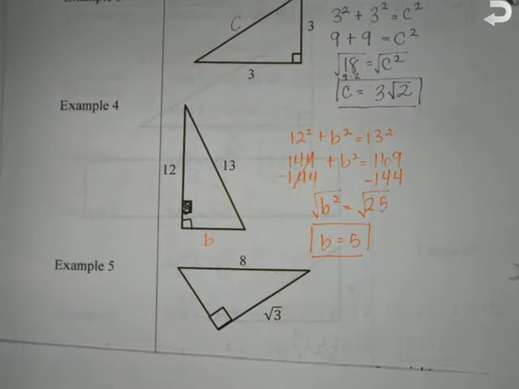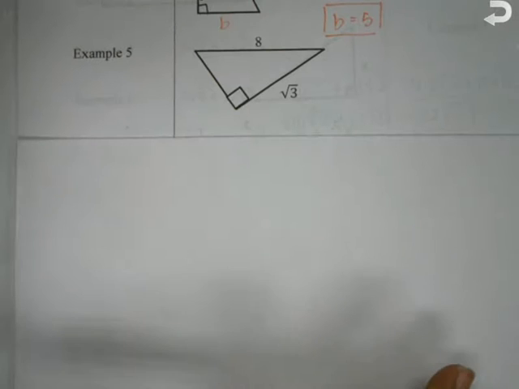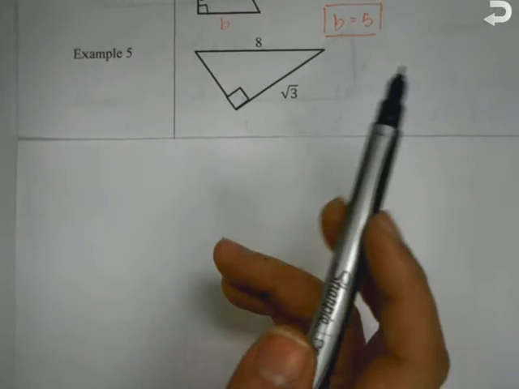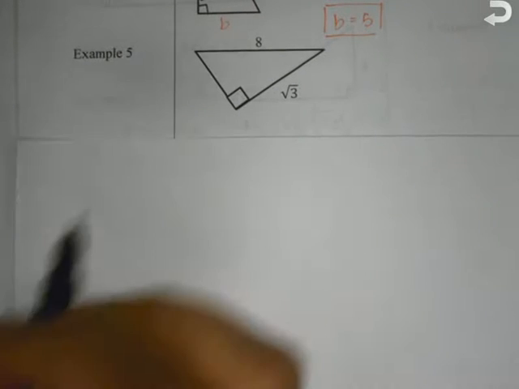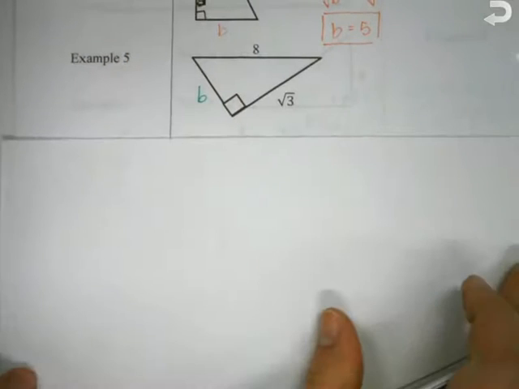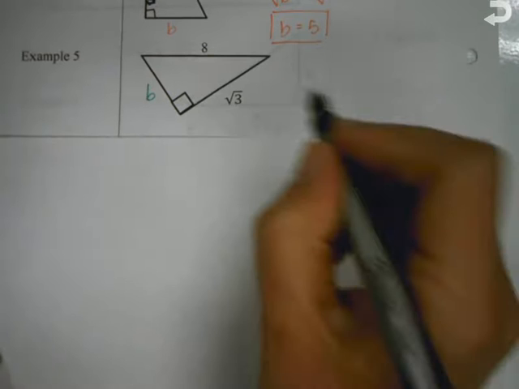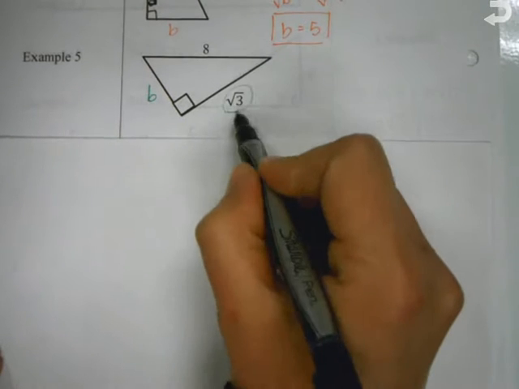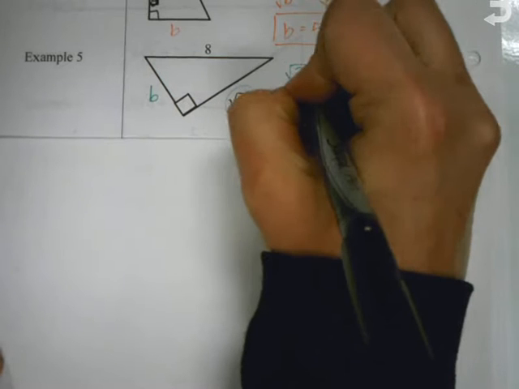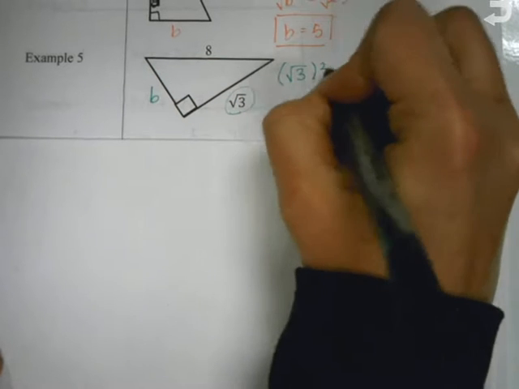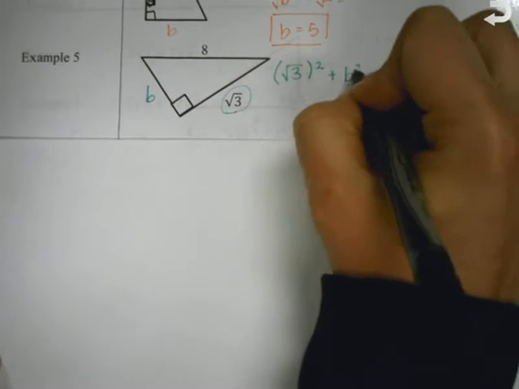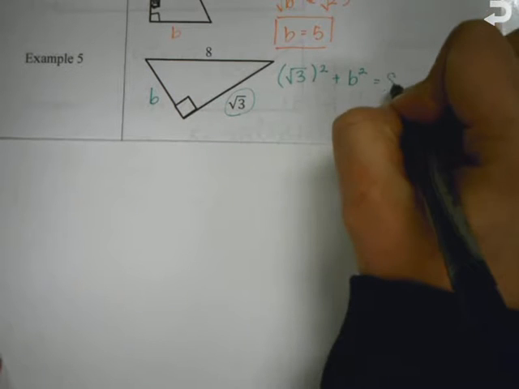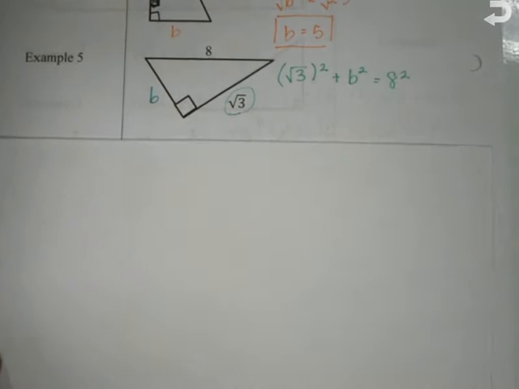Okay, next example. What part am I missing, a leg or a hypotenuse? A leg. Do you want to call it A or B? B? Okay, sure. It doesn't really matter. Okay, so let's plug it in. What's A? 8. Square root 3. So this is square root 3 squared plus B squared equals 8 squared. Is everybody okay with that? Okay. What is the square root of 3 squared?